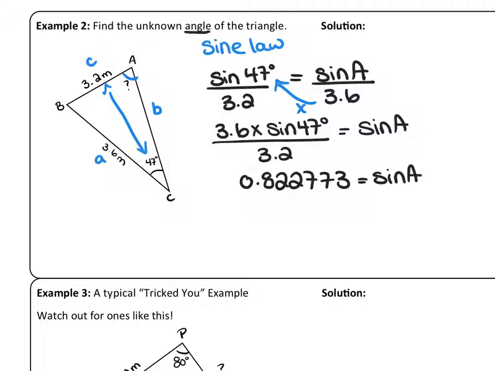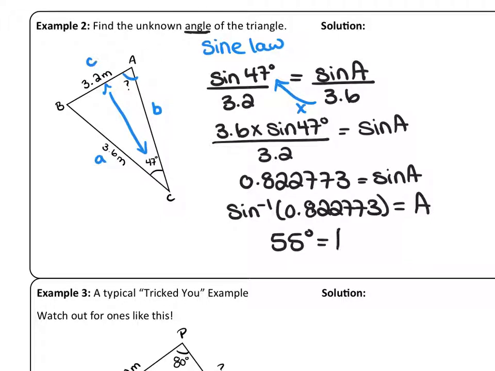equals sine A. And then all you have to do is do that sine negative one, so the inverse function on your calculator, or second function, to find out what it is. And when I do that, I get approximately 55 degrees. So we found out that that missing angle was 55 degrees.